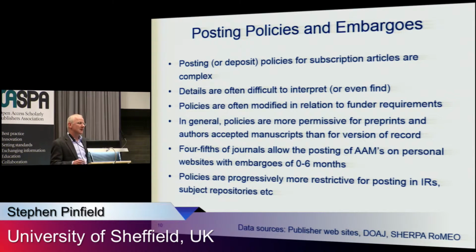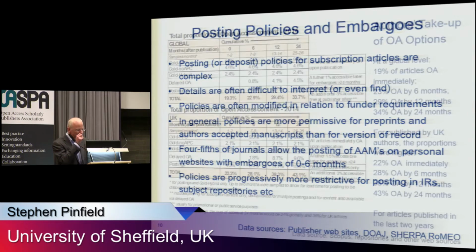Four-fifths of journals allow posting of accepted author manuscripts on personal websites, although some impose embargoes. Very often embargoes could be longer if that posting is in response to mandates, which is quite interesting. And also, we've noticed a restrictiveness associated with posting on institutional and subject repositories compared with, say, personal websites. All of that is actually reasonably new, I think, but it's definitely there.